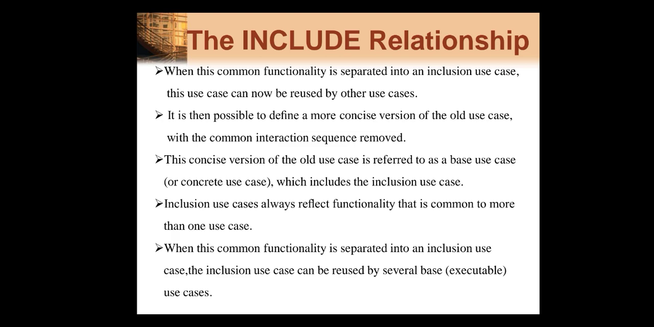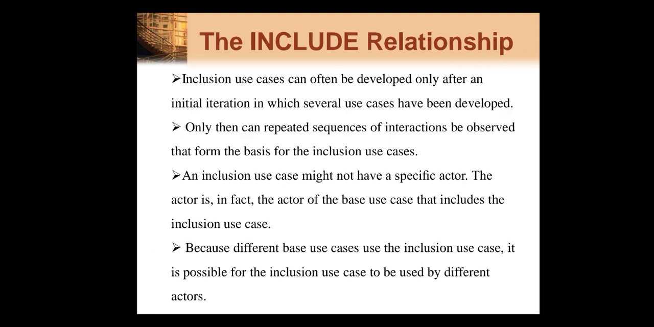So the convenience version of the old use case is referred to as a base use case, and the new version is called the inclusion use case. When this common functionality is separated into the inclusion use case, the inclusion use case can be reused by several base use cases. As I said, the common interaction can be used by several different base use cases.